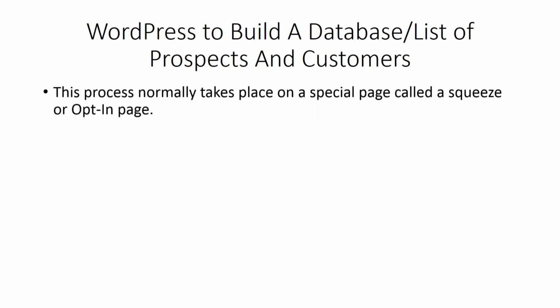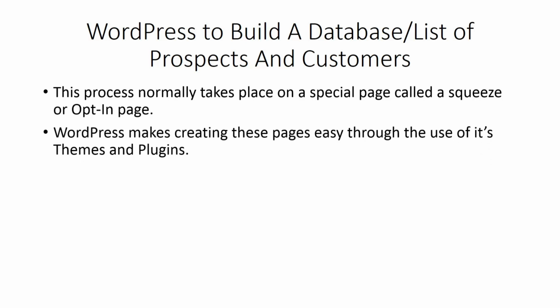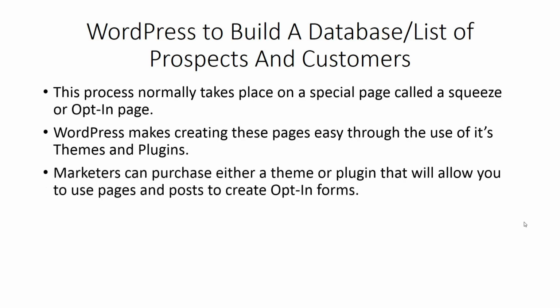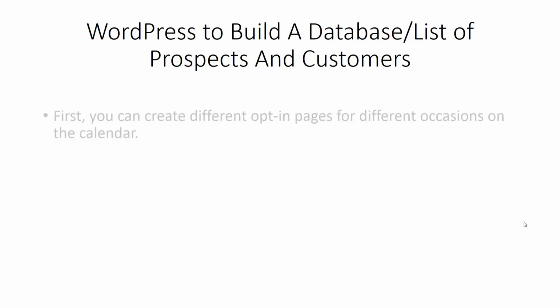Now, this process normally takes place on a special page called a squeeze or opt-in page. WordPress makes creating these pages easy through the use of its themes and plugins. As a marketer, you can either purchase a theme or plugin that will allow you to use pages and posts to create opt-in forms. Using one of the various plugins and/or themes, you can connect to an autoresponder and make certain lists available. This process is important to understand.